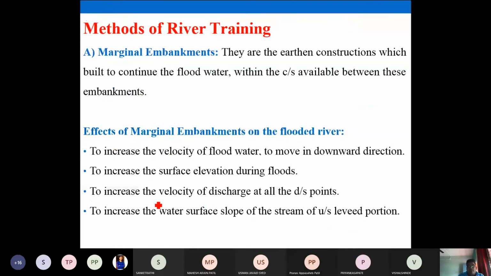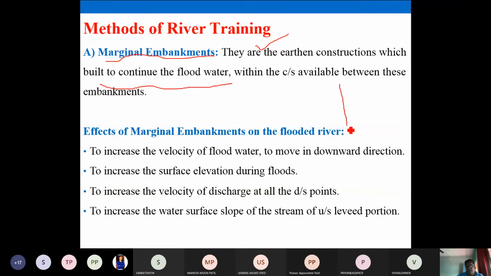Then coming towards the methods of river training, how many methods are there? The first one is the marginal type of embankment. I want to show you actual photographs of this marginal embankment. They are earthen constructions, just like an earthen dam, similar to an earthen dam, built to contain the flood water within the cross section available between these embankments.